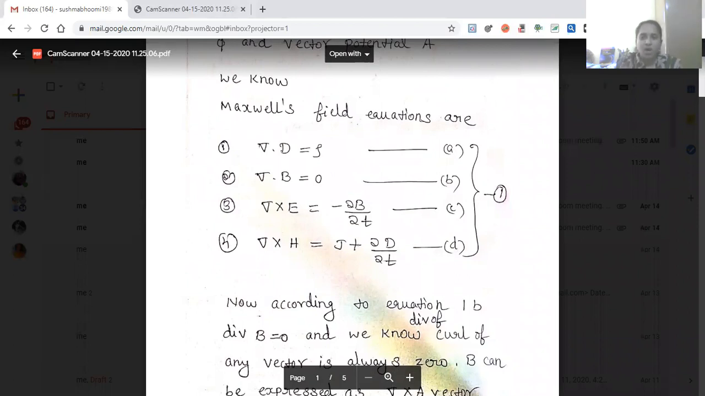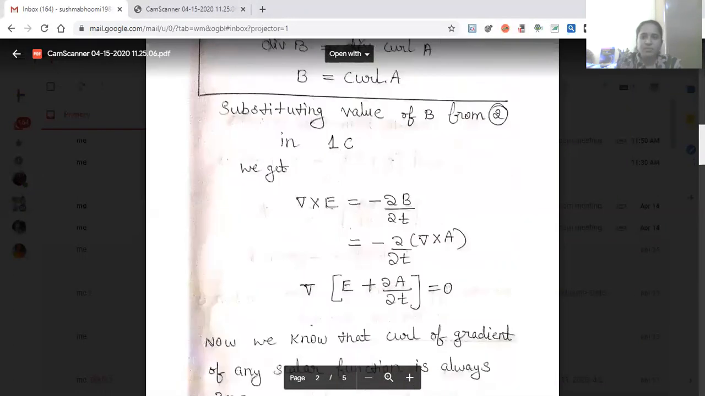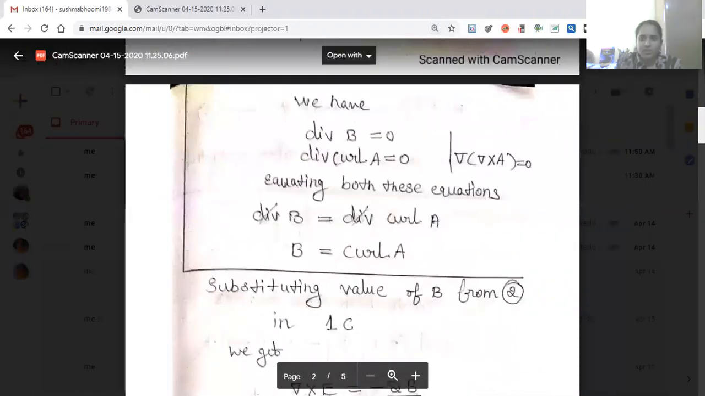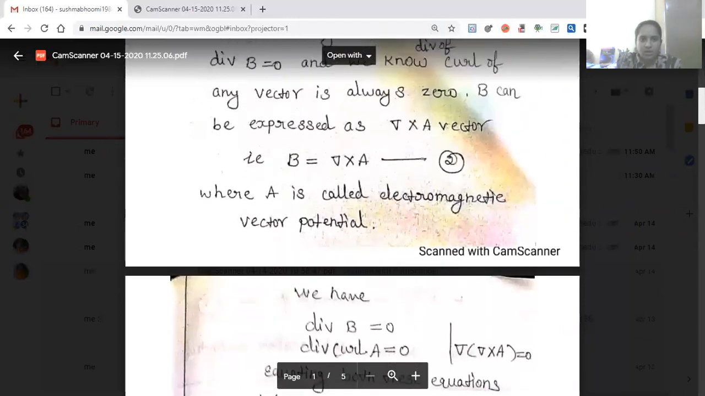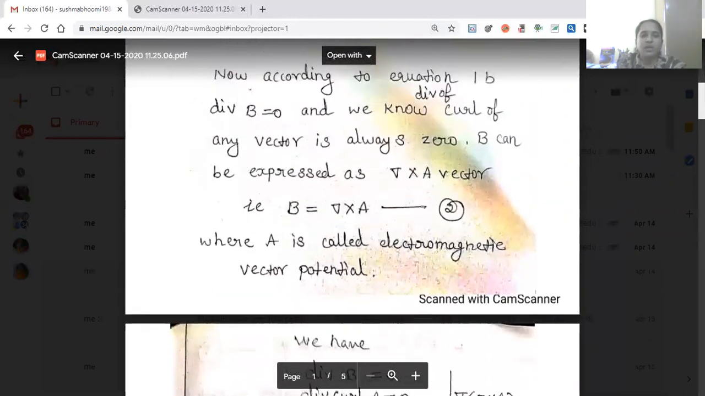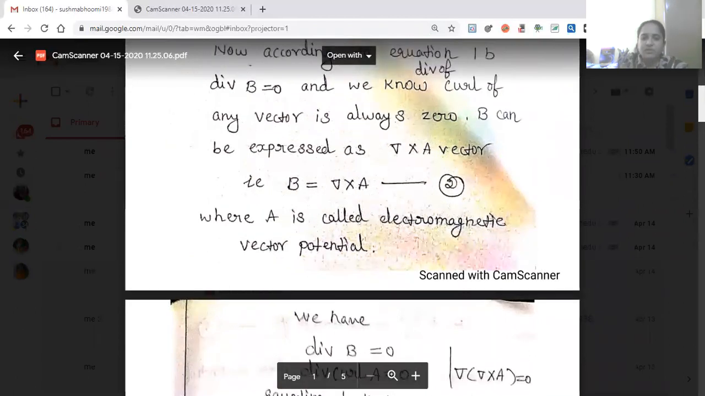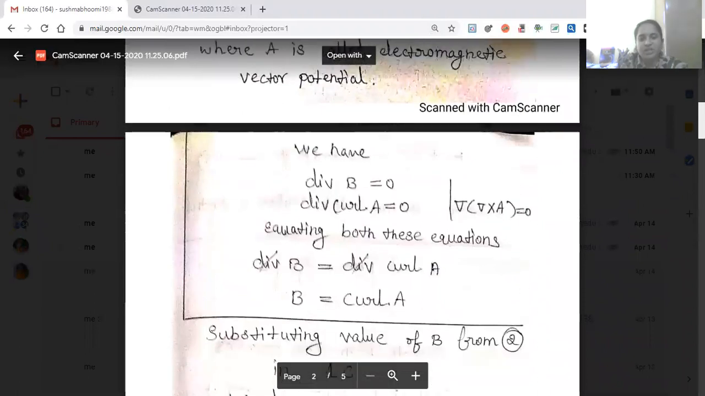Now, according to equation 1b, which is divergence of B equal to 0, we know that the divergence of curl of any vector is always 0. So B can be expressed as curl of A. Let's see how we can express this.